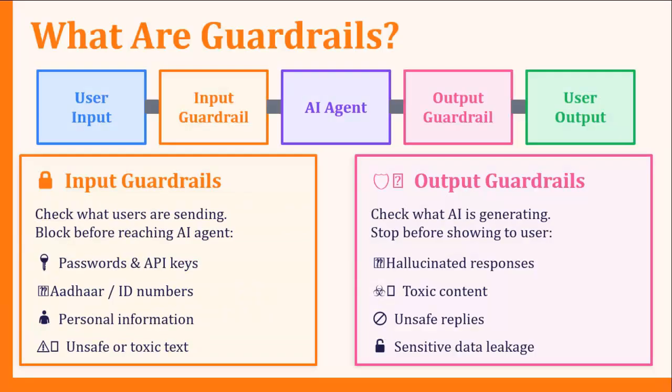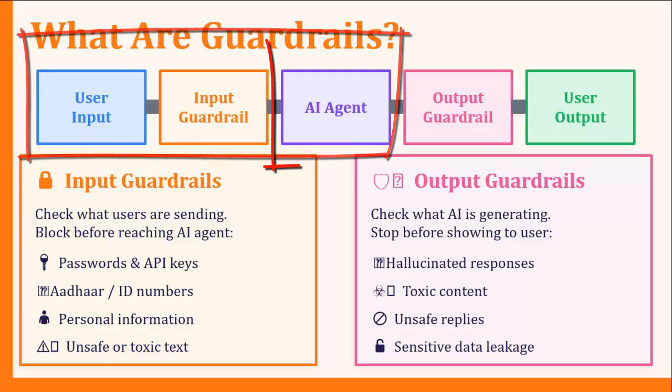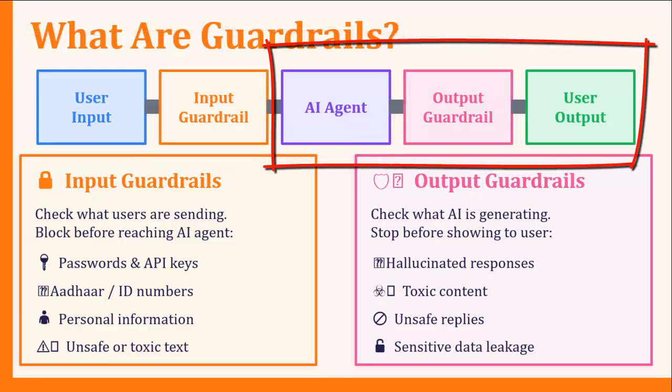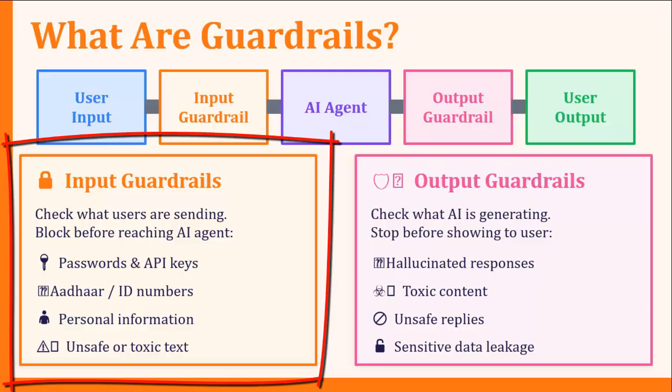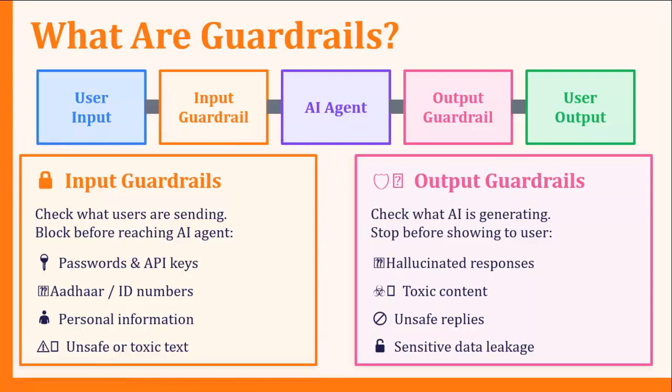Guardrails help to protect both the AI system and the users. They add safety, security, and control to AI workflows. Usually, guardrails are placed before the input reaches the AI agent or before the AI response reaches the user. Input guardrails check what users are sending into the AI system, for example, passwords, API keys, Aadhaar numbers, personal information, or unsafe text. These can be blocked before reaching the AI agent.